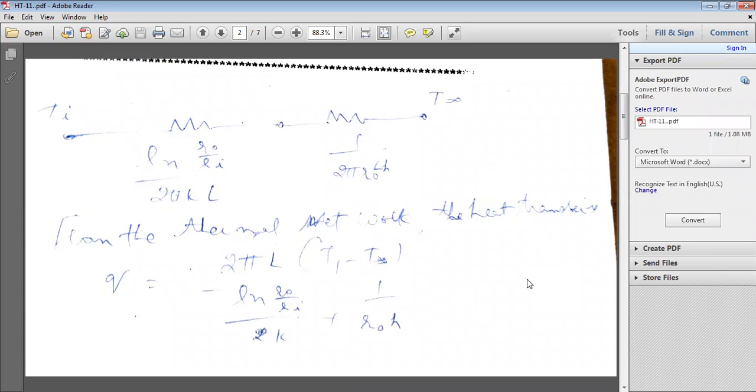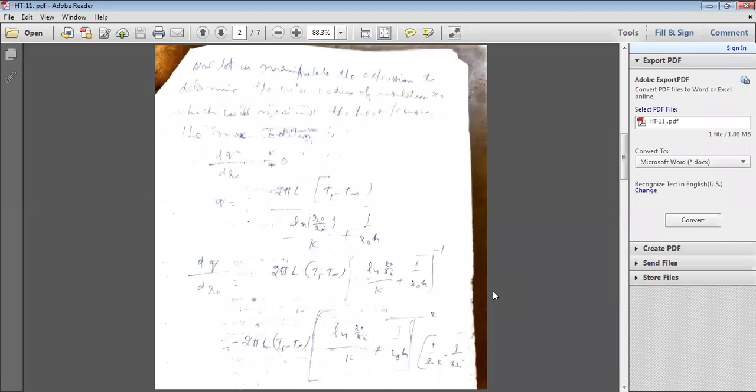If you provide insulating material on a pipe and the outside surface is exposed to a convective environment, you have to consider the convective environment also here. So if you consider the outside convective environment, you get the heat transfer rate equation Q is equal to 2 pi L Ti minus T free stream divided by Ln RO by Ri divided by K plus 1 by ROH.